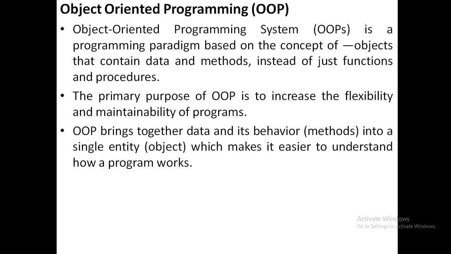Object oriented programming. The object oriented programming system is a programming paradigm based on the concepts of objects that contain data and methods instead of just functions and procedures. The primary purpose of object oriented programming is to increase the flexibility and maintainability of programs. Object oriented programming brings together data and its behavior, that is methods, into a single entity called object, which makes it easier to understand how a program works.